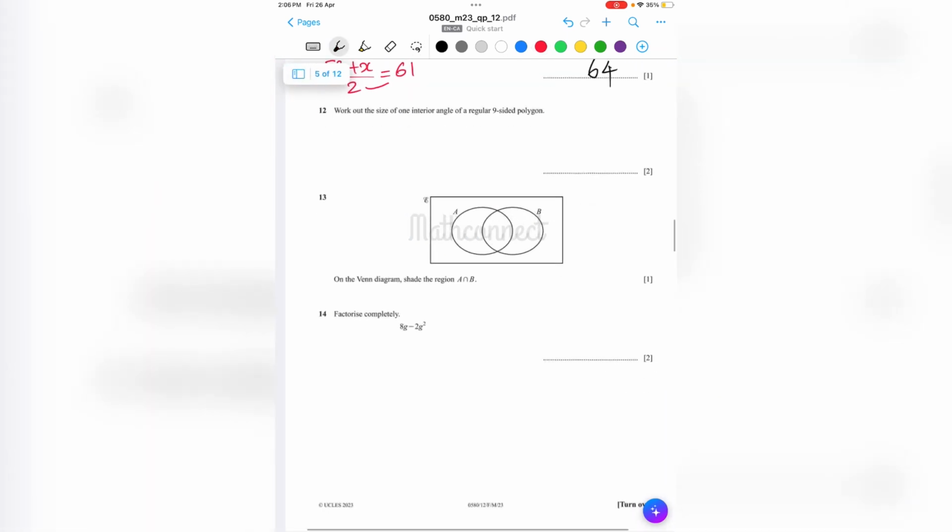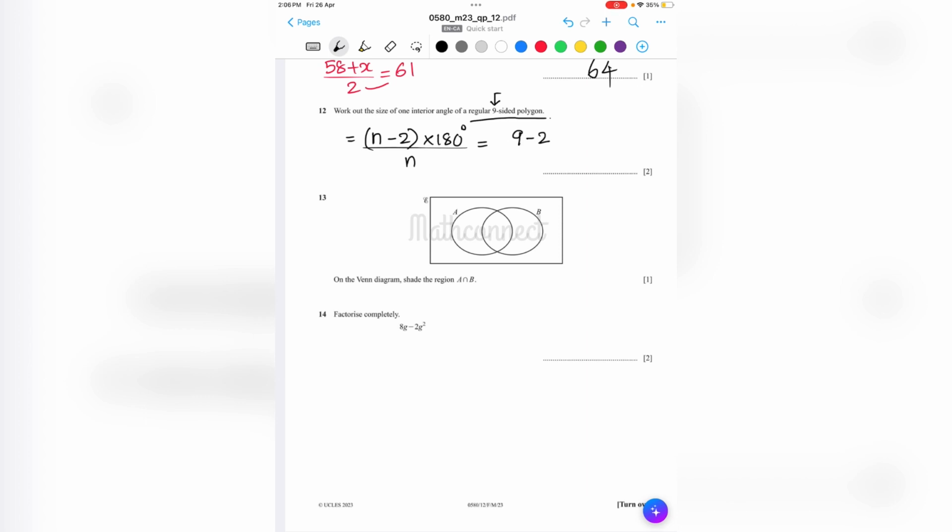Work out the size of one interior angle of a regular 9-sided polygon. To find the measure of the interior angle, we can write the formula: the number of sides minus 2, times 180, the whole divided by the number of sides. Let's substitute the number of sides. In the question it says it's a 9-sided polygon, so instead of n, we replace it by 9.